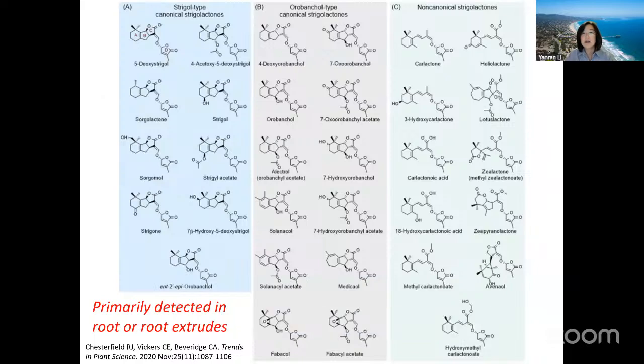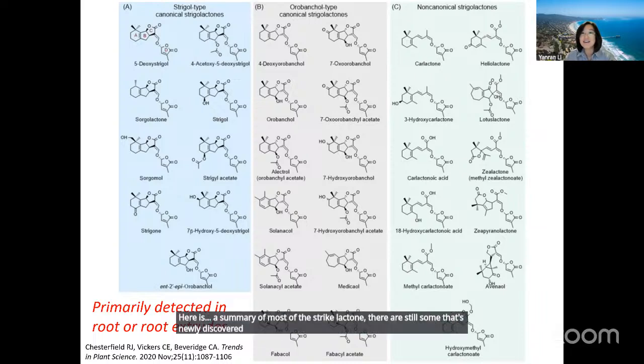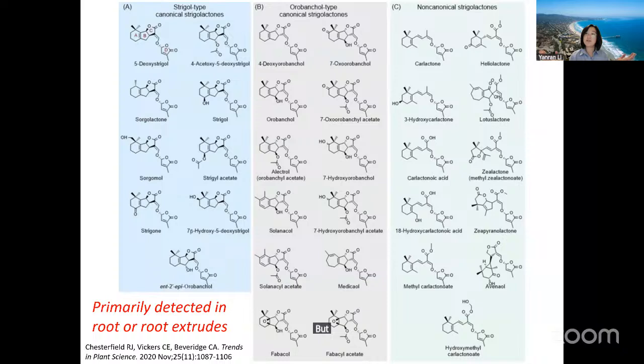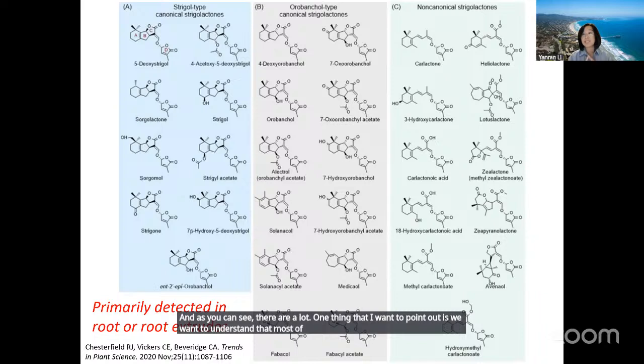Here is a summary of most of the strigolactones. There are still some newly discovered ones that are not updated here, but these are the majority of strigolactones that have been discovered to date. And as you can see, there are a lot. One thing I want to point out is that most of the strigolactones were primarily detected, isolated, and discovered from roots or root exudates.